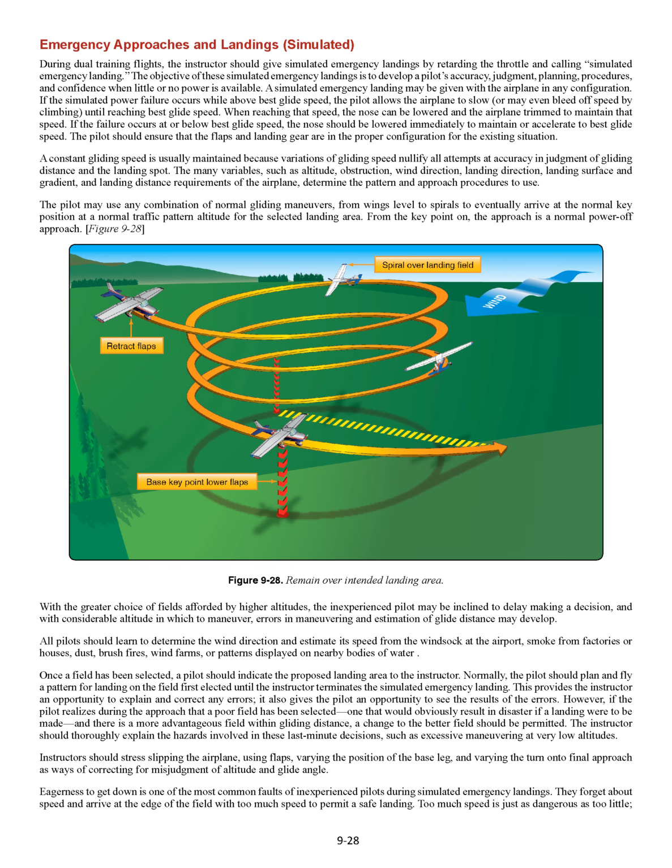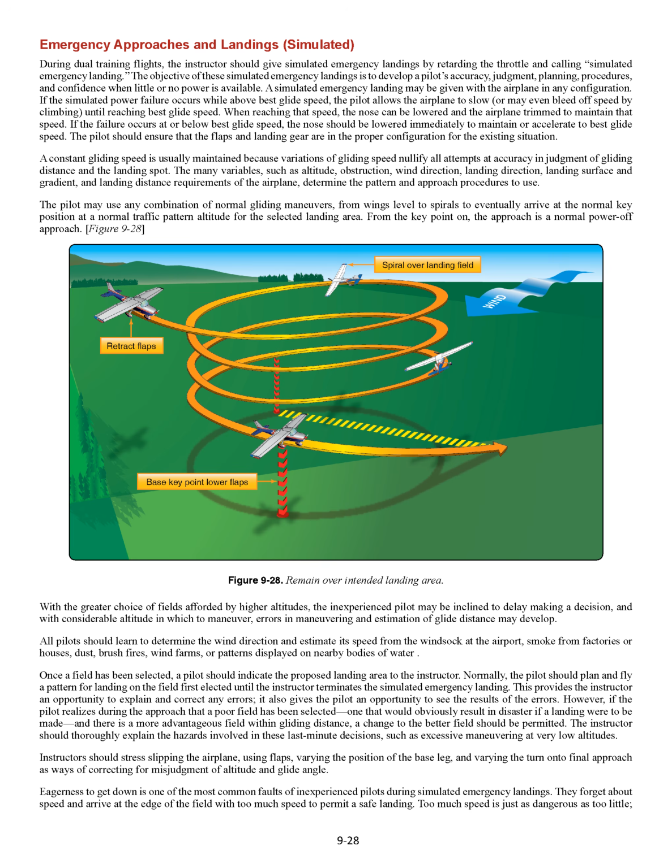Once a field has been selected, a pilot should indicate the proposed landing area to the instructor. Normally, the pilot should plan and fly a pattern for landing on the field first selected until the instructor terminates the simulated emergency landing. This provides the instructor an opportunity to explain and correct any errors. It also gives the pilot an opportunity to see the results of the errors.